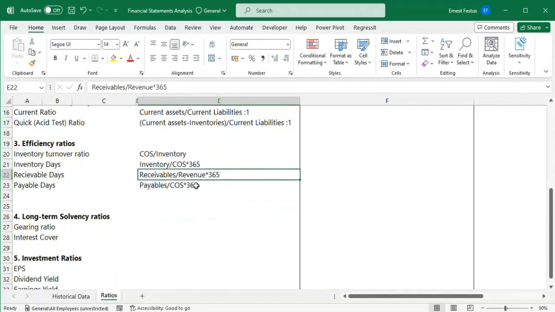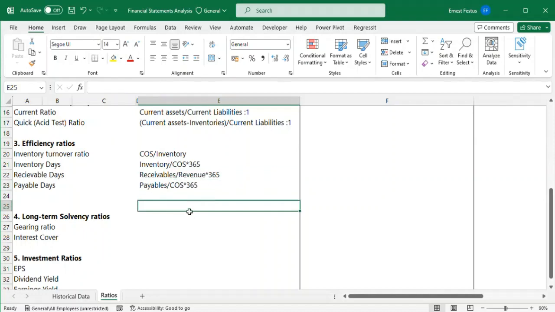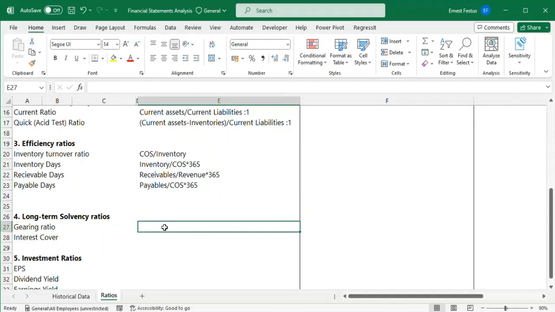And then one is associated with cost of sales, because this is purchases. Payables are a result of purchases, as receivables are a result of revenue. So we analyze it in the same manner. Then we also have the gearing ratio.